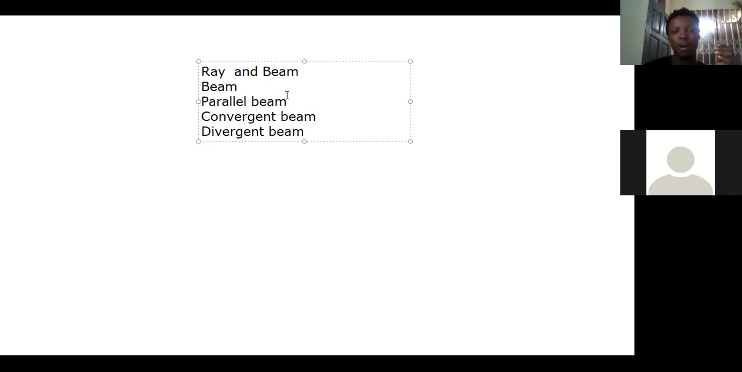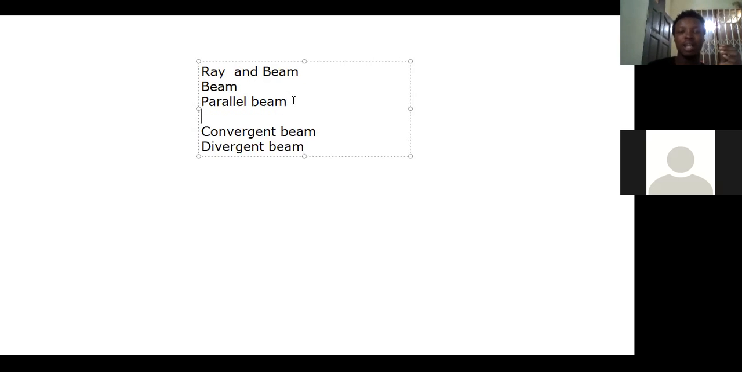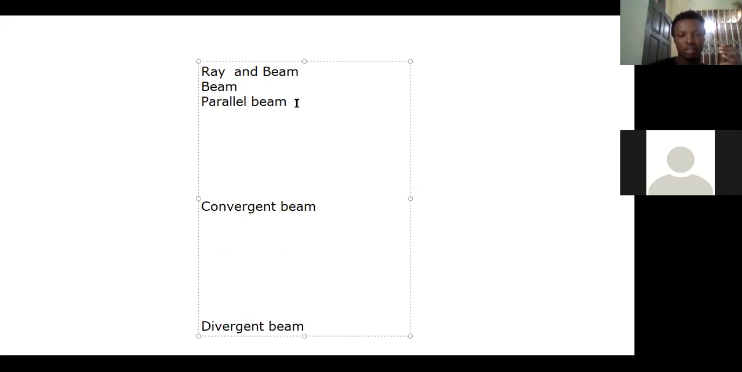Now, when we say parallel beam, let me talk of parallel beams. These are beams, or in other words, parallel rays. So when you say rays, they are rays under the beam. The rays under the beam, they do not meet.